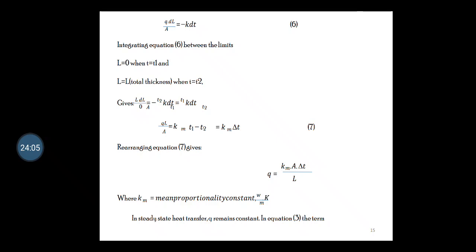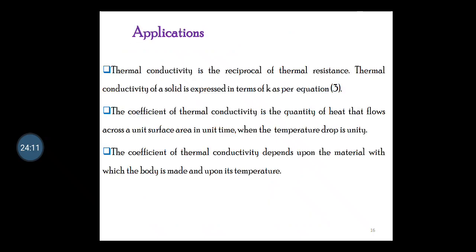In equation 3, the term is quite different. As far as the application is concerned, thermal conductivity is the reciprocal of the thermal resistance. You should focus on this: thermal conductivity is the reciprocal of thermal resistance. And the thermal conductivity of a solid is expressed in terms of k as per equation 3. So the coefficient of thermal conductivity is the quantity of heat that flows across a unit surface area in unit time when the temperature drop is unity. The coefficient of thermal conductivity depends upon the material of which the body is made and upon its temperature.